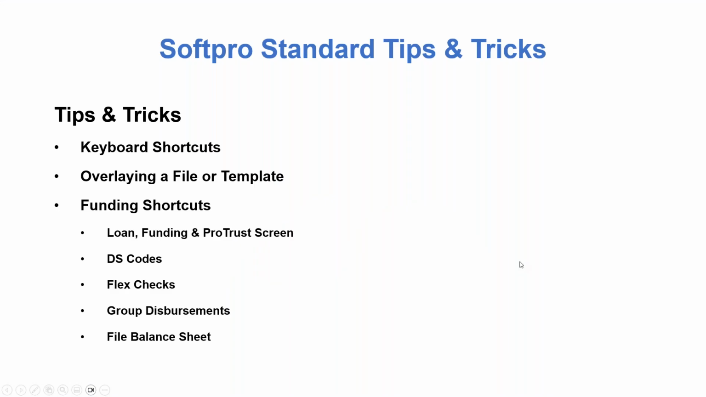So just to give a little synopsis of what we're going to cover. During our tips and tricks class, we're going to cover some keyboard shortcuts, some ways that we can more quickly move through our files. We're going to talk about the concept of overlay, just in case anyone is not aware that we can overlay information from one file to another. We also can overlay templates that we create. So we're going to go through that.